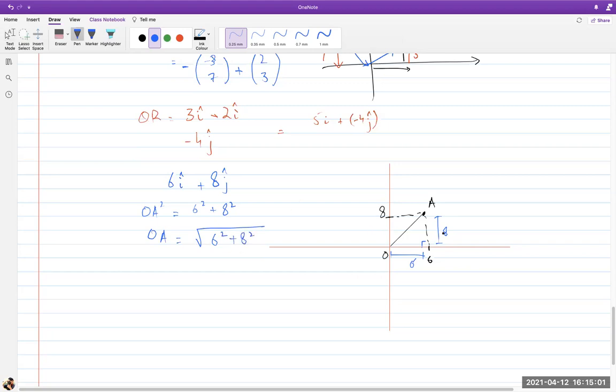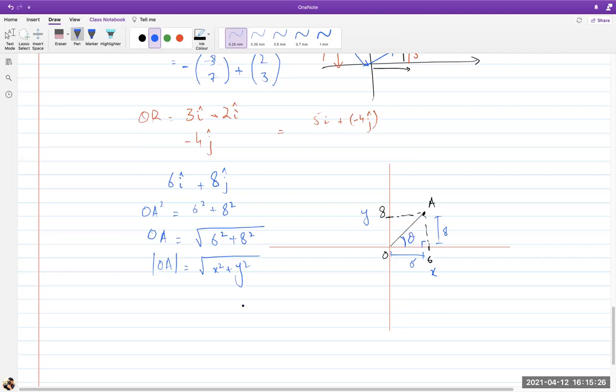Now, if you look closely, what was 6? 6 was the value of x. And what was 8? 8 was the value of y. So basically, I found that any point can be converted to a right angle triangle where you get x square plus y square to get the dimension, the length of OA. And not just that, you can also find this angle here.